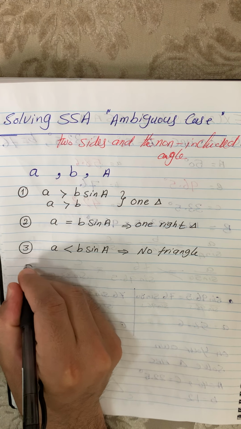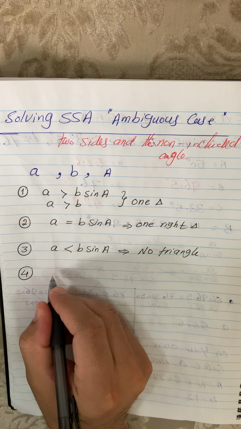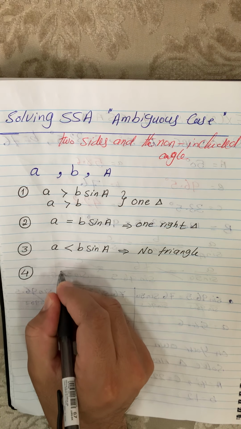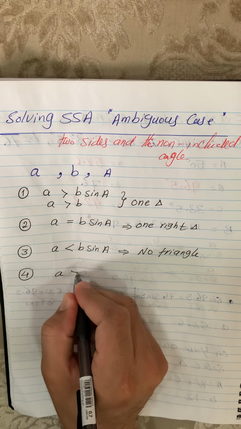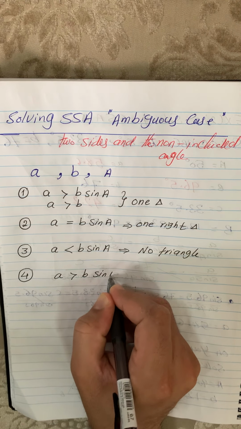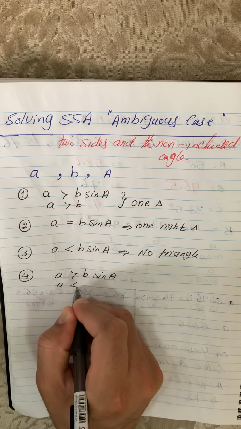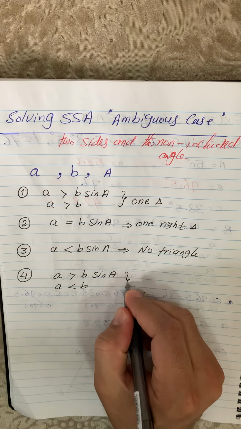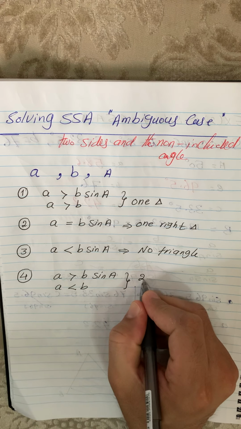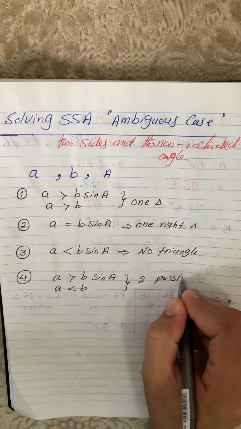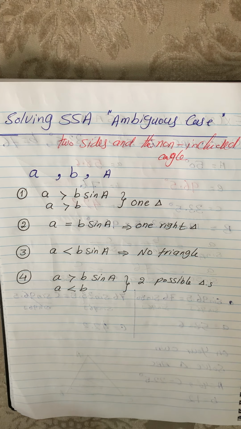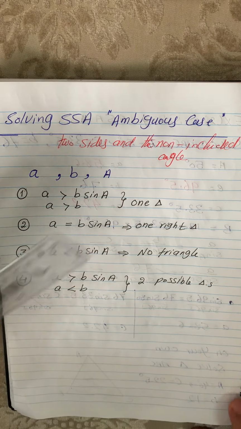Number four. Like number one, but we need to change only the sign here. If a is more than b sine A, given a is less than b, so we have here two possible triangles. I know it's a little bit confusing, but it's not too hard in solving.